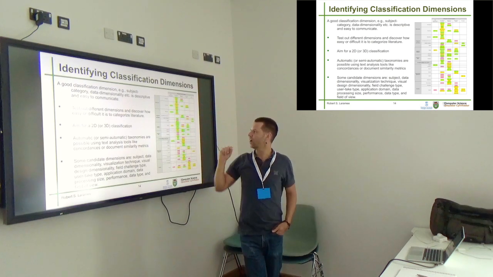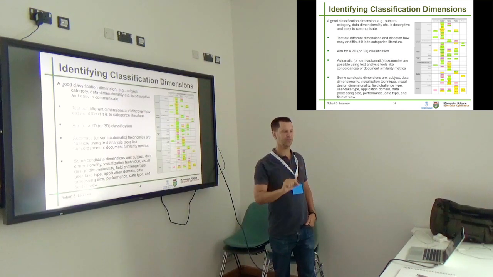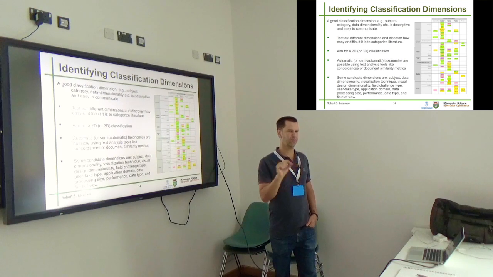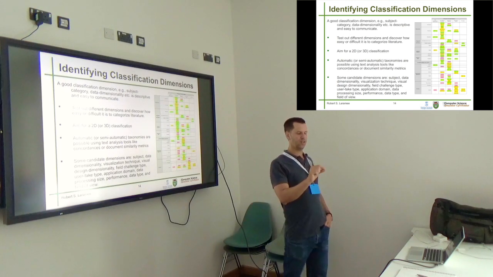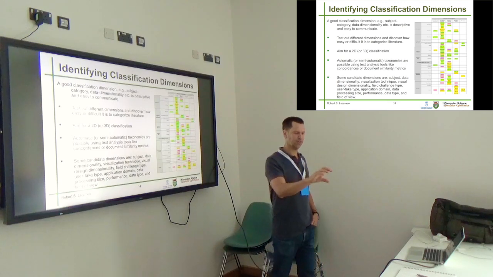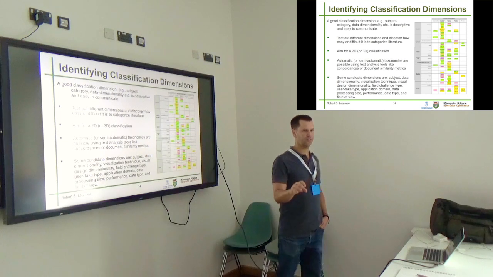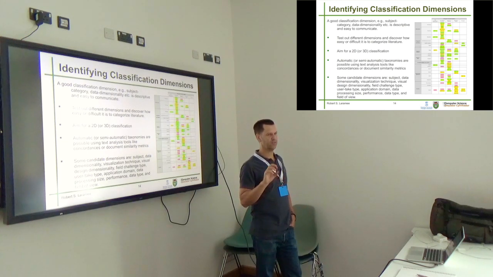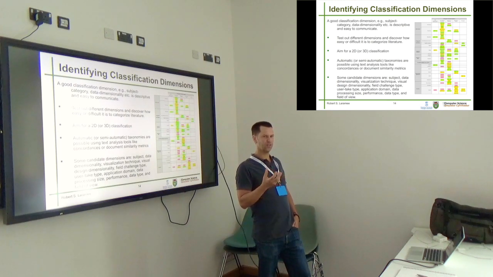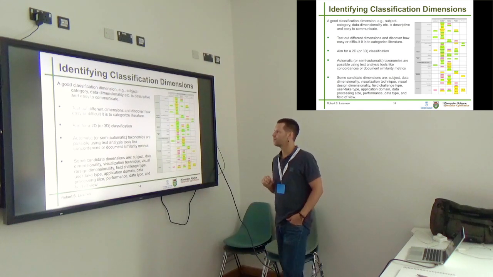You can test out different dimensions and then just see, okay, I'm going to start putting the papers in that two-dimensional classification. How easy or difficult is it? Is it impossible to take a paper and just put it in a bucket? If it's easy, then probably you have a good classification. If it's extremely difficult, the more difficult it is, probably the worse your classification is.